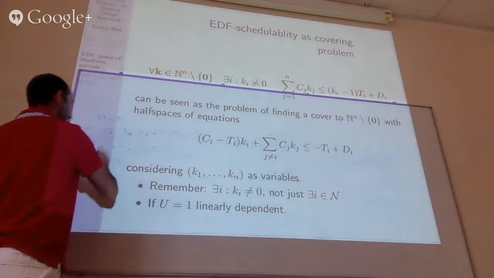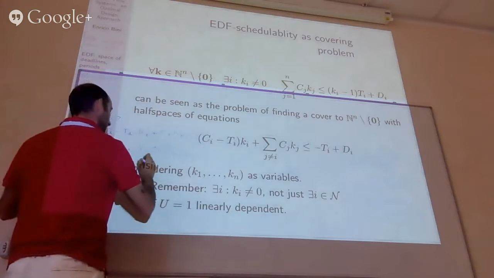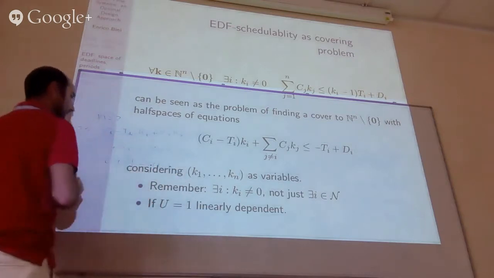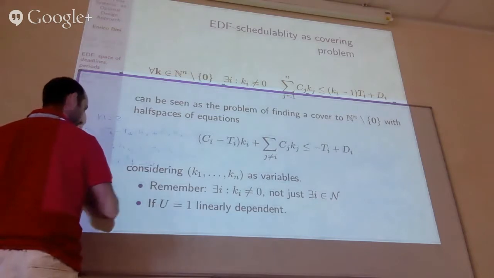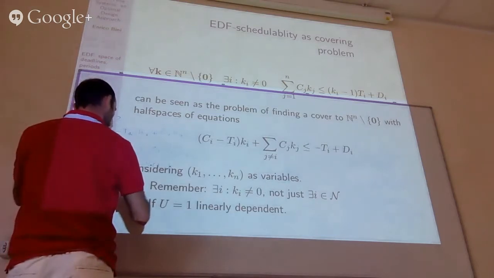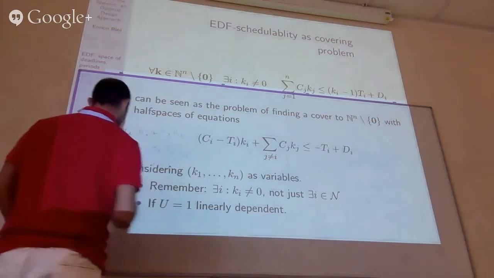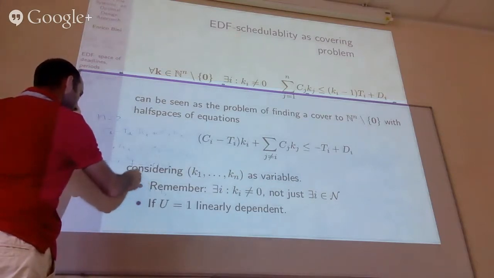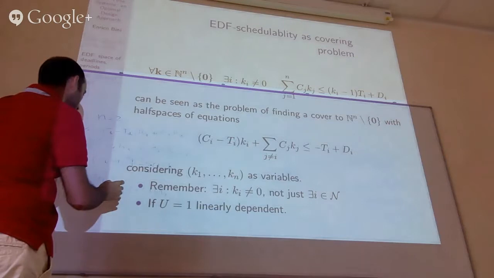U1 minus 1 plus, this by T1, yes, it's a bit ugly, so I have maybe T2 over T1, U2, T2, okay. And then here I have T1 over T2, K1, plus U2 minus 1. Okay, let's see. If total utilization is equal to 1, then this is equal to minus U1.